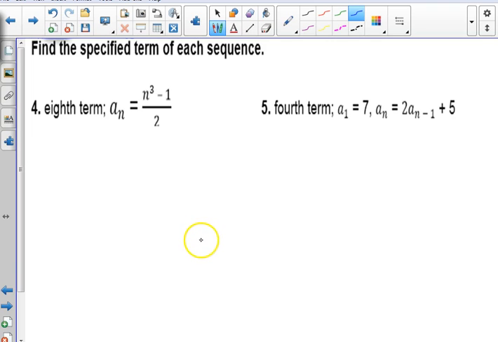What about this one? 8th term. How do you find the 8th term?